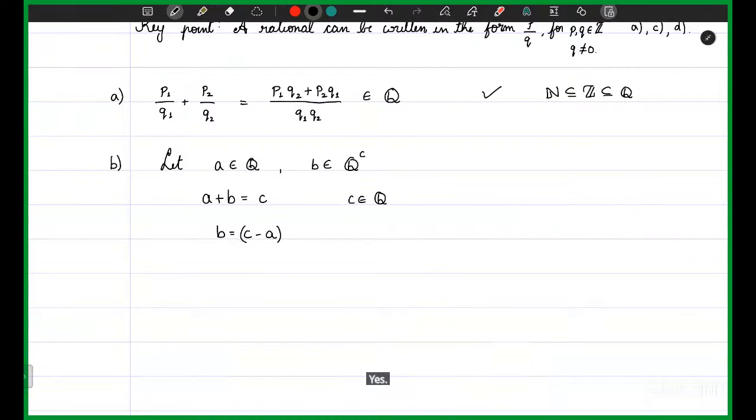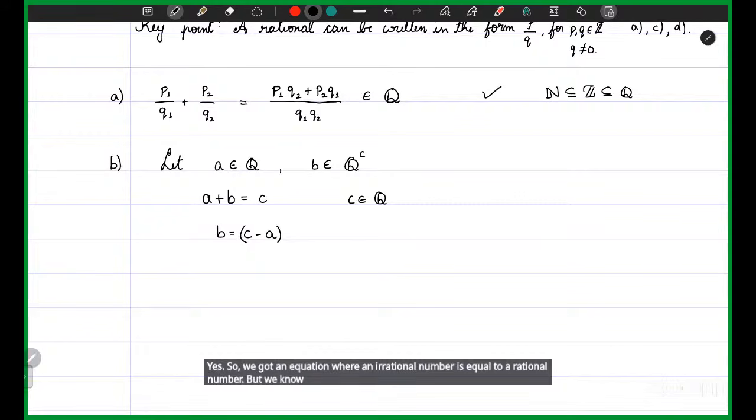What is the difference between two rational numbers? The difference between two rational numbers will be a rational number. A similar argument as the one before will tell you that C minus A also has to be a rational number, but that would force B to be a rational number, which we know is not true, because we considered B belongs to Q complement. So we got an equation where an irrational number is equal to a rational number, but we know that they are disjoint sets. So such a situation cannot happen.